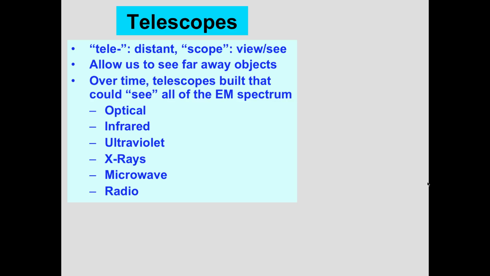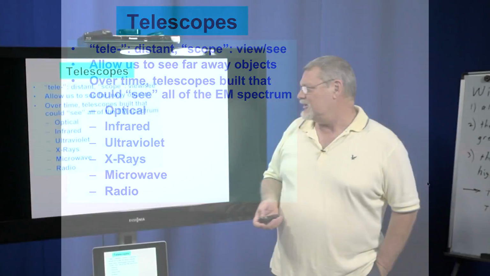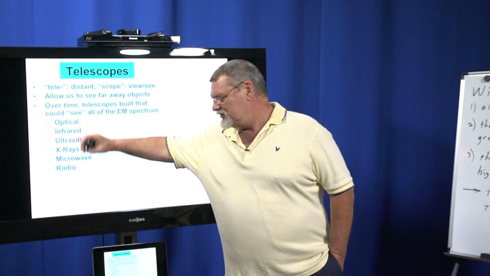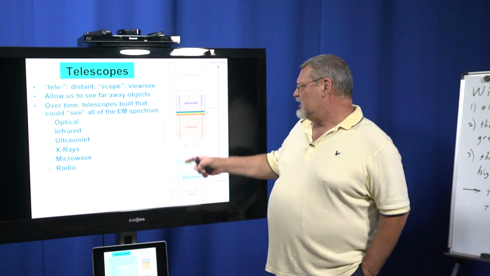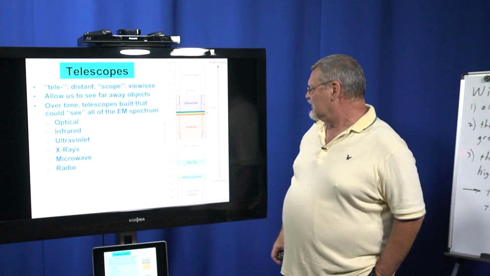Over time, telescopes were built that could see all of the electromagnetic spectrum. We have optical telescopes with lenses. Galileo took a telescope design from some Danish guy and built one of his own and turned it towards the sky and looked out there, and he was the first one to look at these objects out there. Since then, we have developed telescopes that can look in all of these spectra here. So the radio, microwave, X-rays, ultraviolet, and everything.